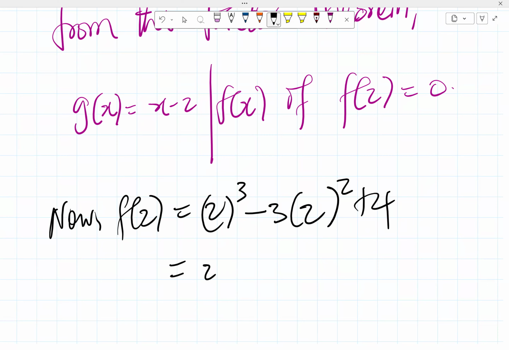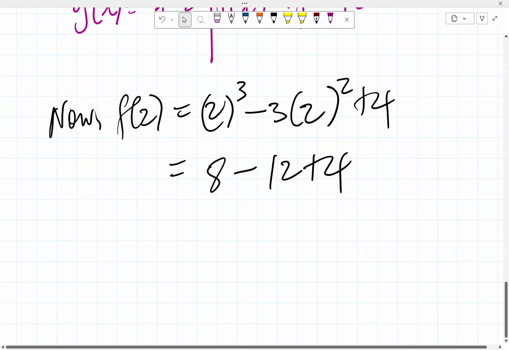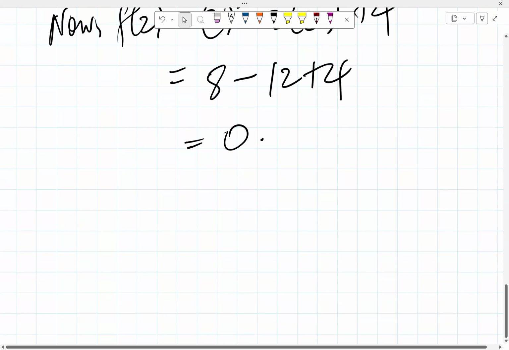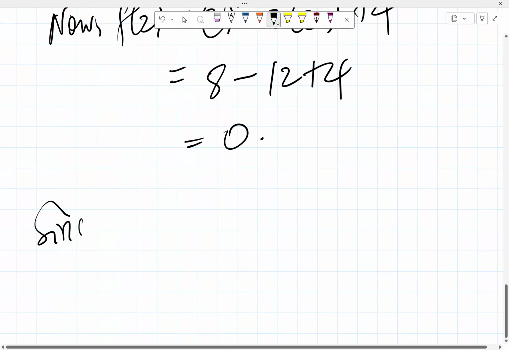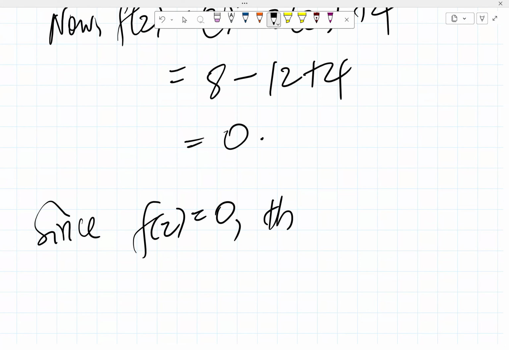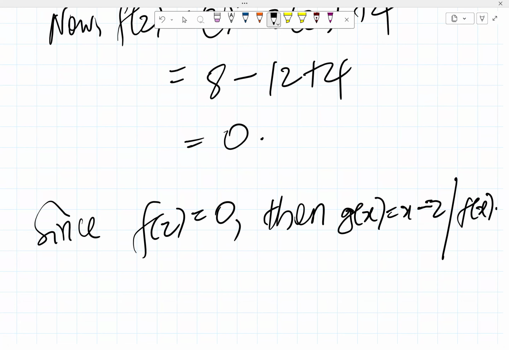So we have 2 raised to power 3, which is 8, minus 2 raised to power 2, 4 times 3, that's 12, then plus 4. Then everything is equal to 0. And that's why we say, since f of 2 is equal to 0, then g of x, which is equal to x minus 2, actually divides f of x like that.